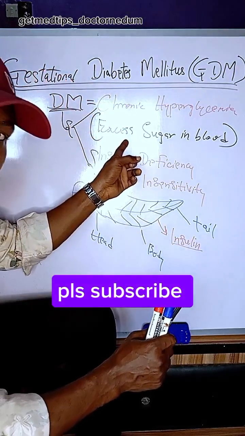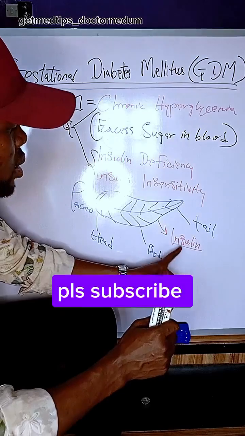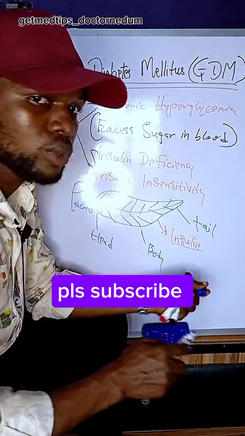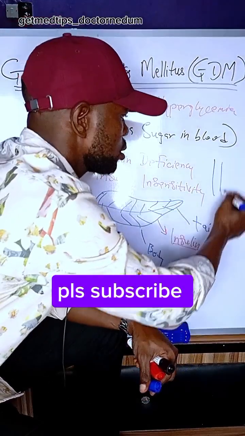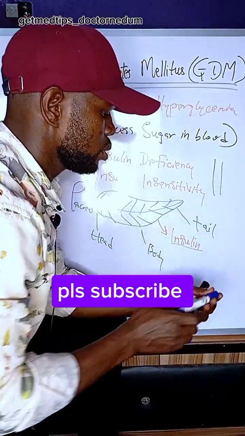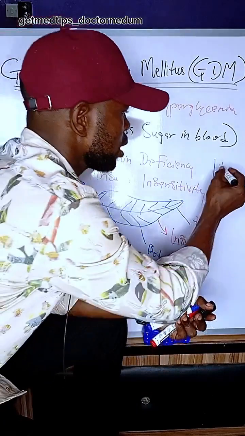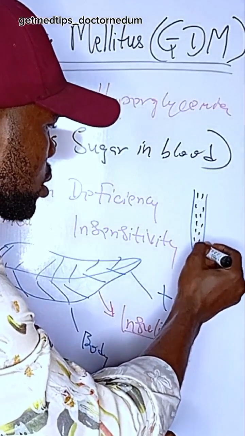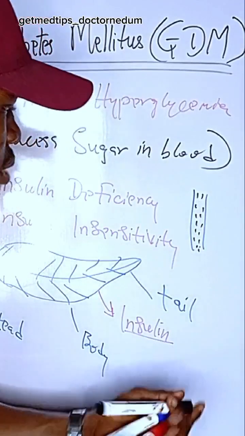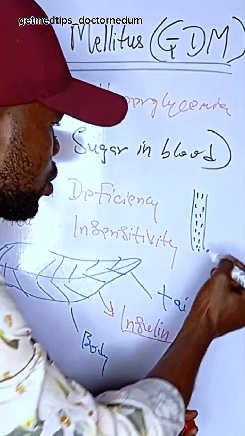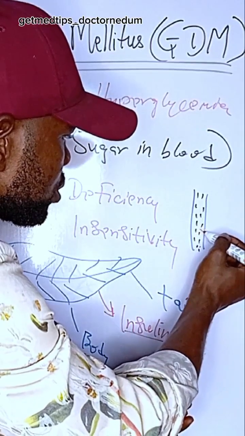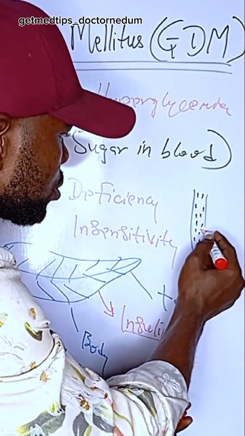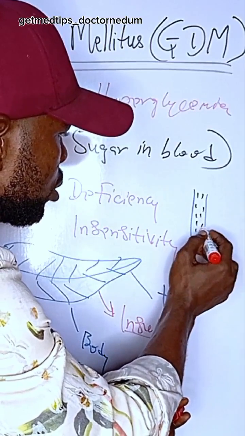to an excess amount of sugar in the blood, because this insulin is needed to move sugar in the vessel to the body tissue. So if this is the blood vessel and this black represents your sugar, this insulin is needed to drive them into body tissue.